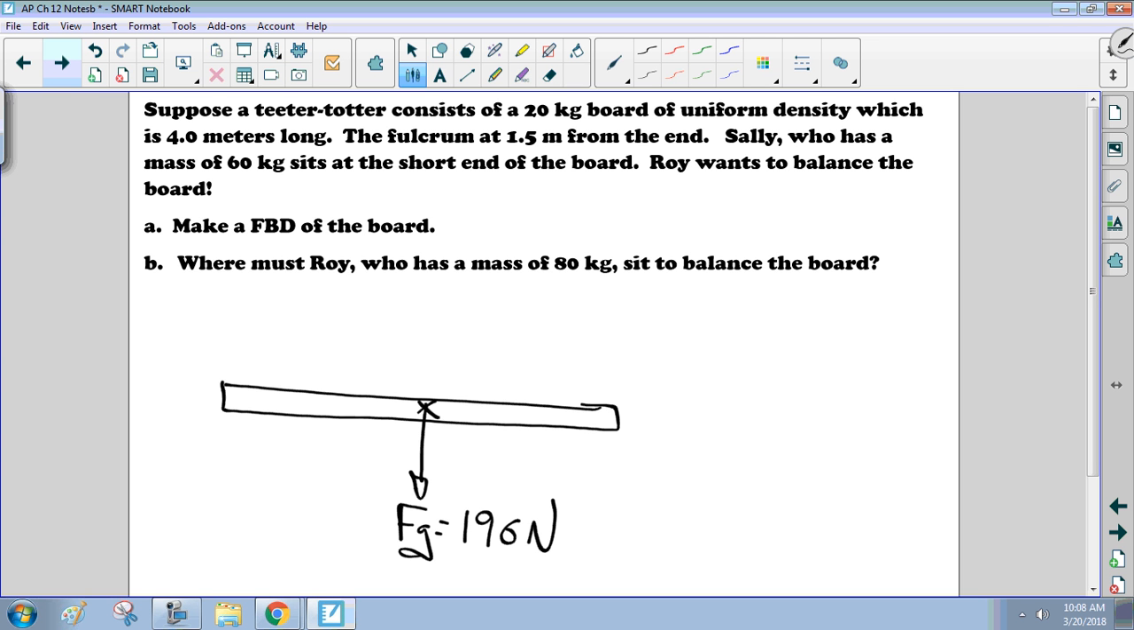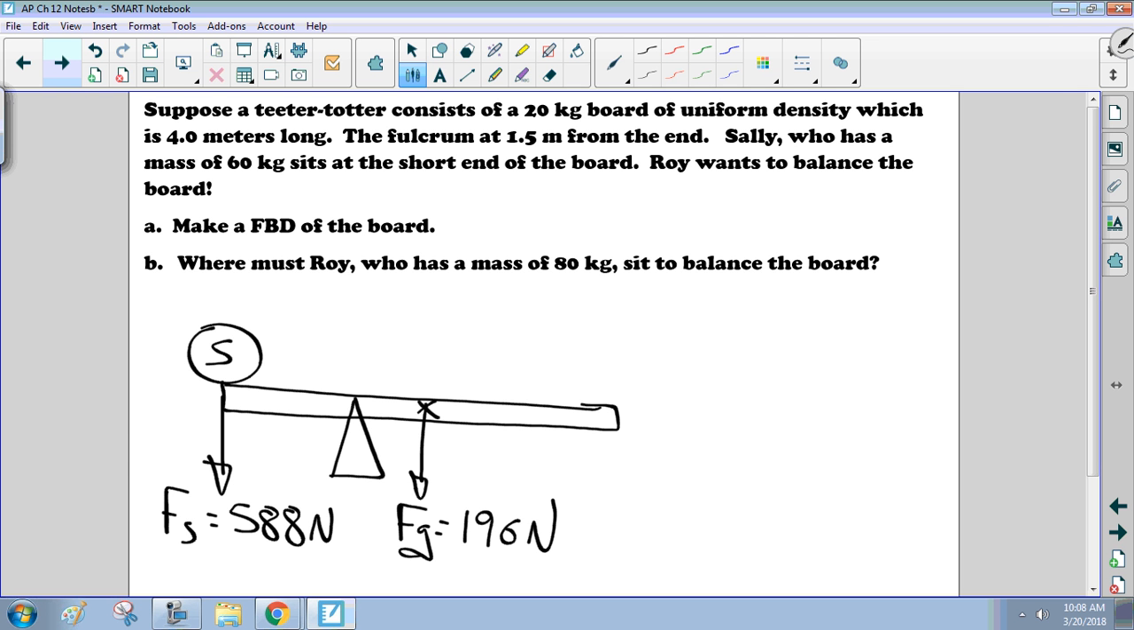All right, let's see. The fulcrum is 1.5 meters from the end. So I always draw a little triangle to represent the fulcrum. Cool, let's see. Sally, who has a mass of 60 kilograms, sits at the short end. So here's Sally, 60 kilograms. So the force of Sally is 60 times 9.8, which is 588 newtons. Roy wants to balance the board.